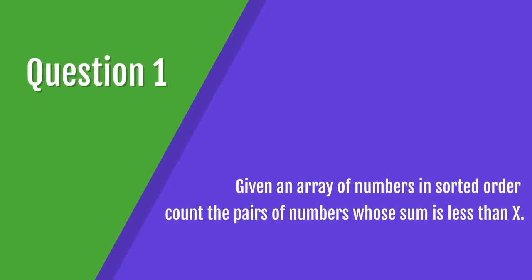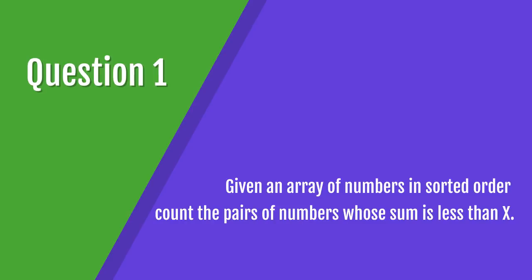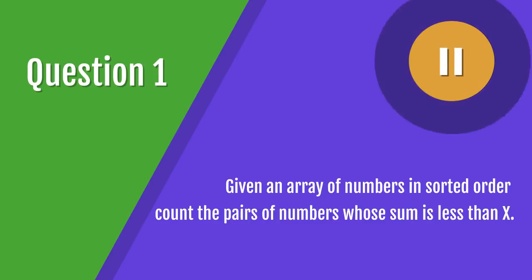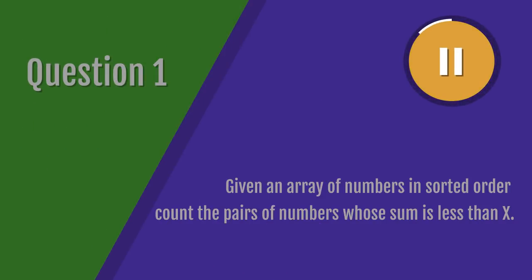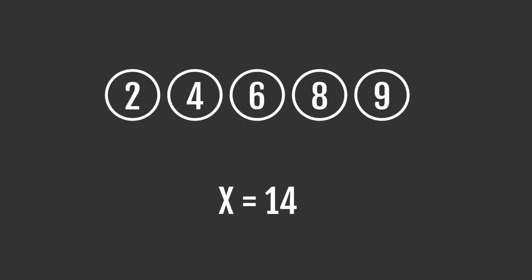Question 1. Given an array of numbers in sorted order, count the pairs of numbers whose sum is less than x. You can always pause the video and think for the solution. Let's take this array of sorted numbers as an example, and we have to find the number of pairs in this array whose sum is smaller than 14.